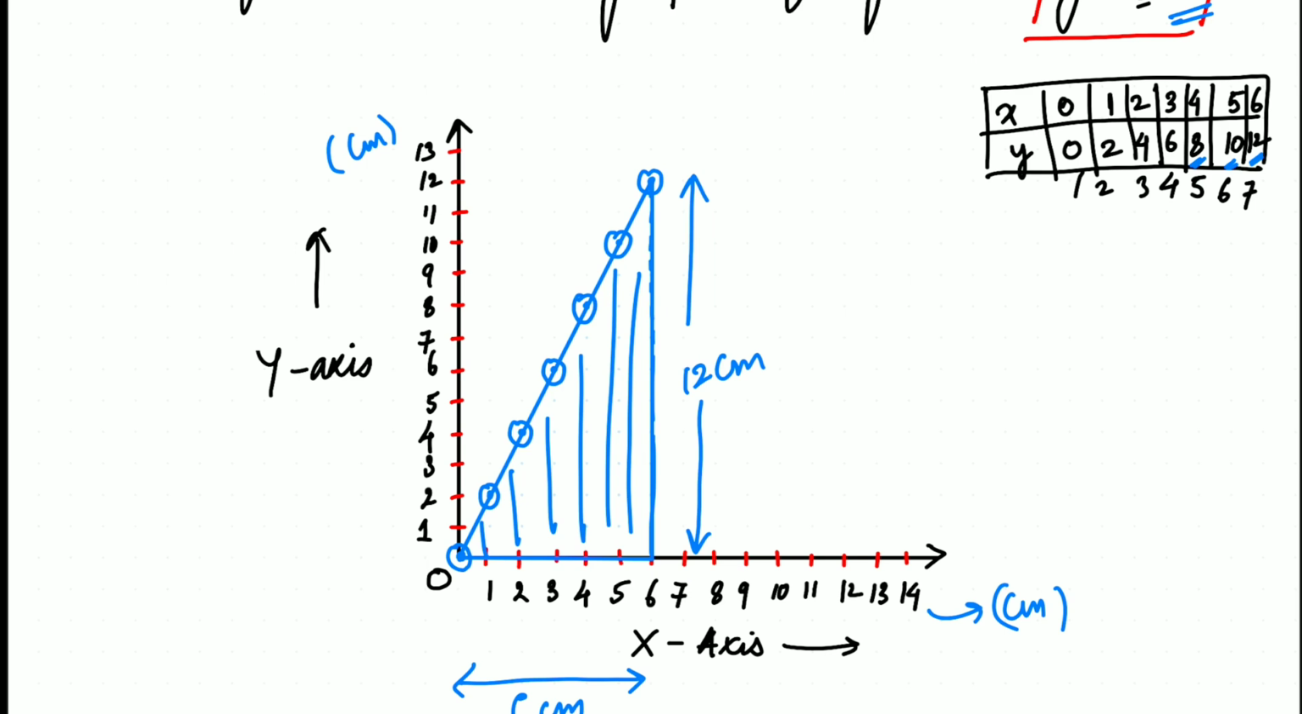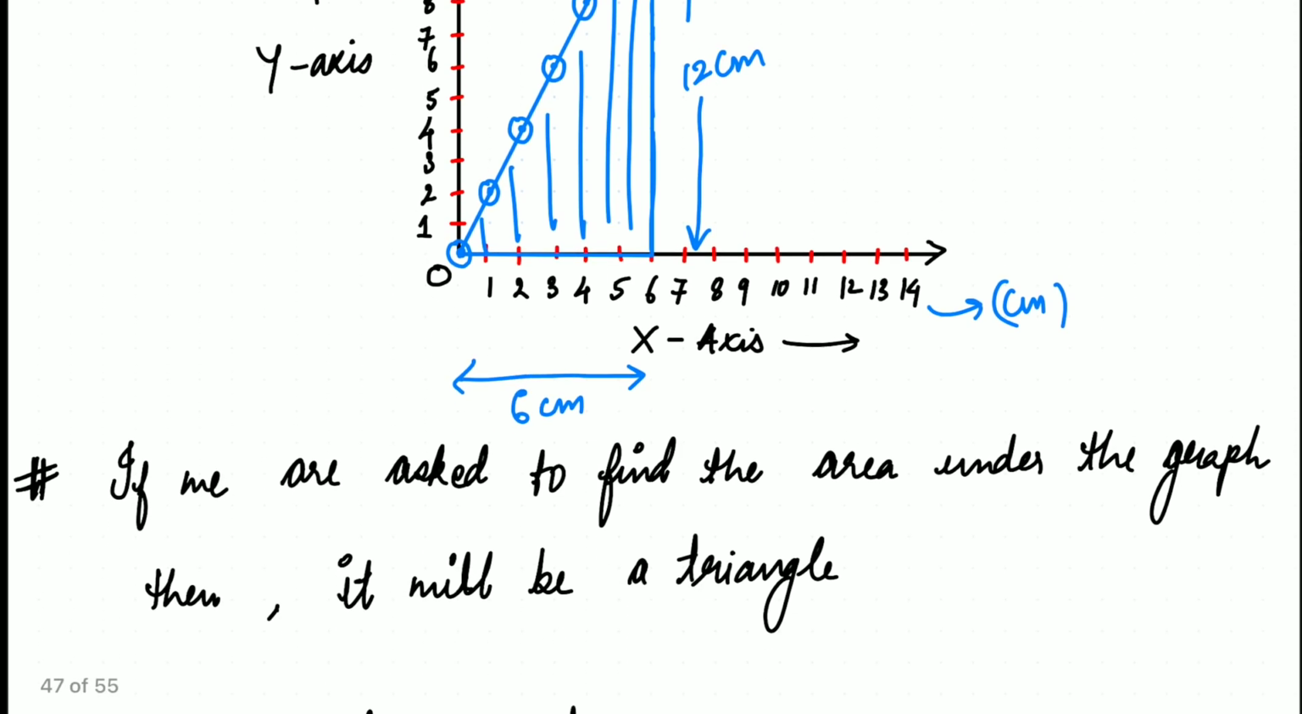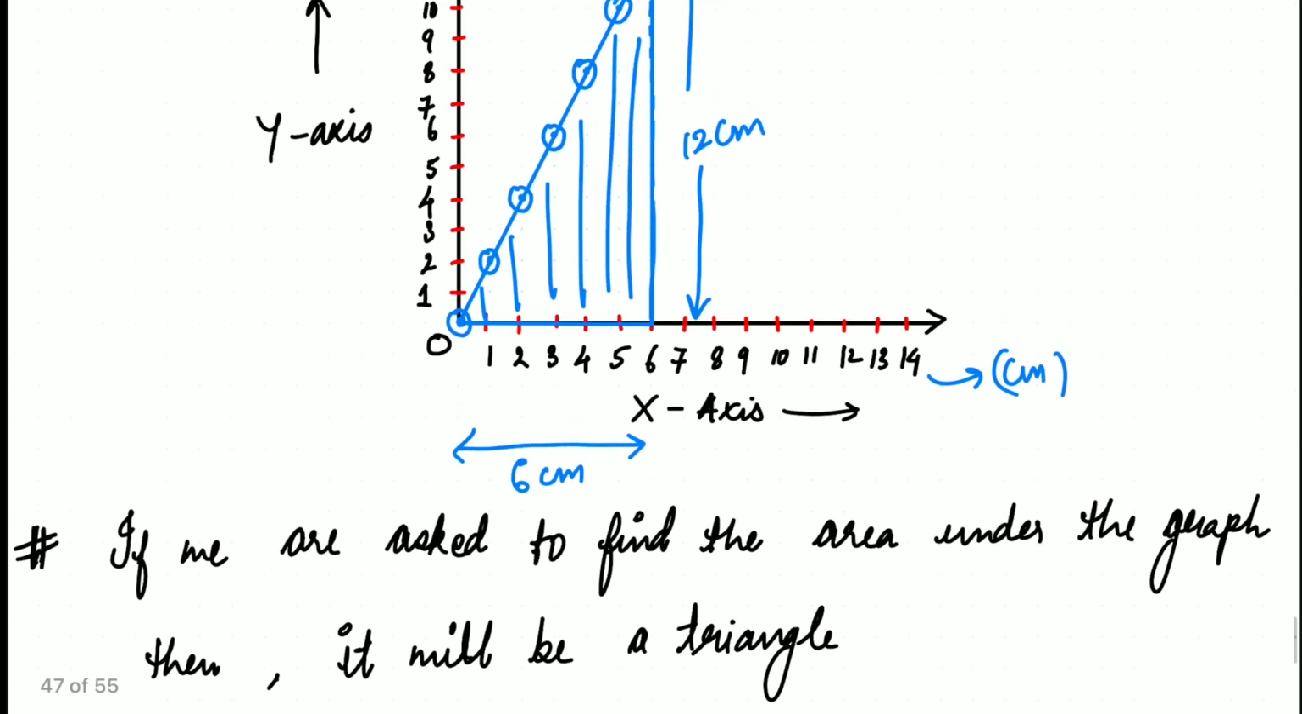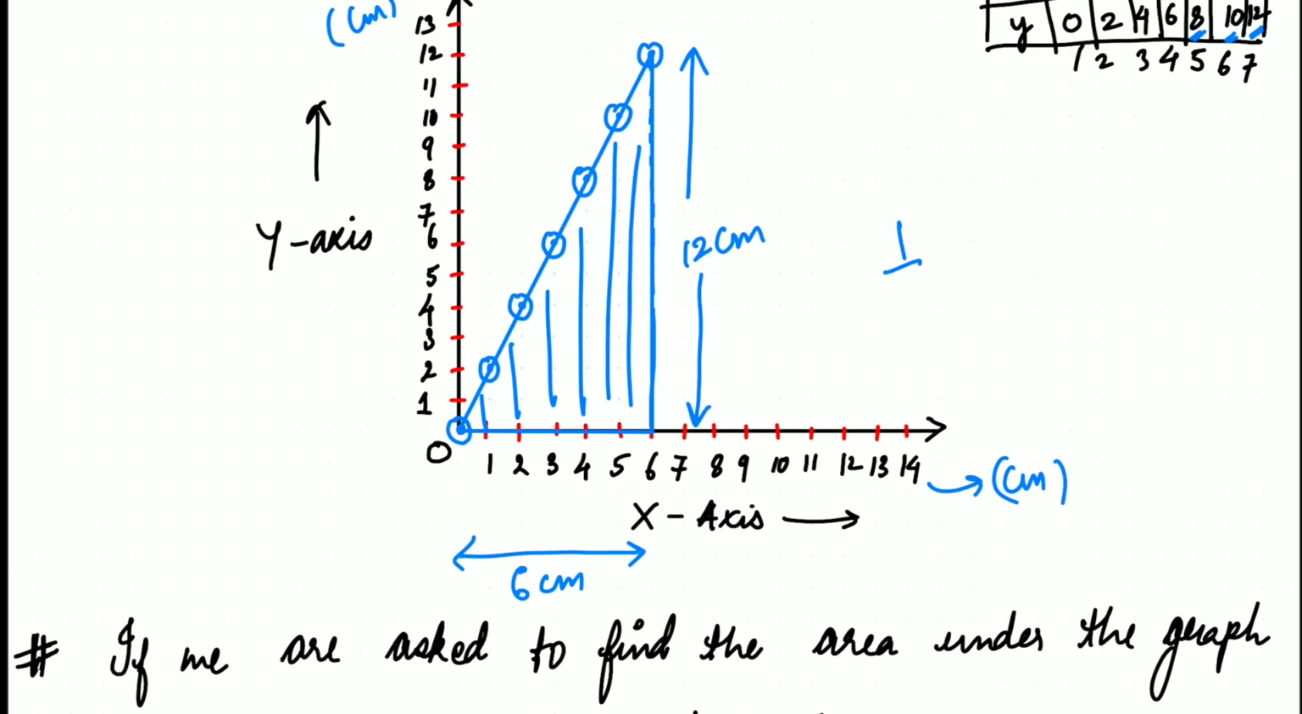For a triangle, we all know that to find the area, the formula is half into base into height. With this formula I can find the area of the triangle, or the area under the graph here. Now what is the base over here? You can see the base is this, that is 6 centimeters. And what is the height? Height is actually 12 centimeters.